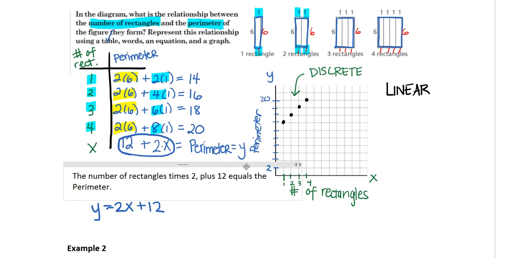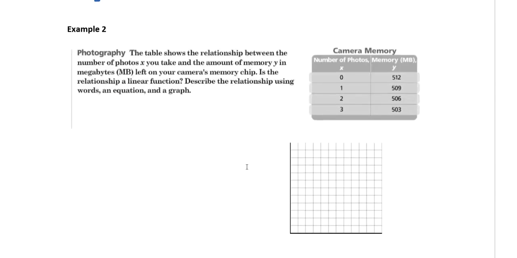Okay, let's look at one more example of a linear function. Okay, why don't you go ahead and try this one on your own? Pause the video, read through it, give it a try, and then unpause the video to see the answer.